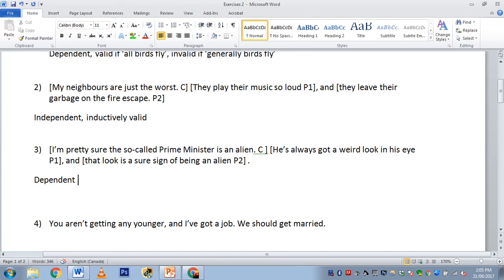So there are dependent reasons. Is this a valid argument? Or is it inductively, deductively, or invalid? It's actually deductively valid.